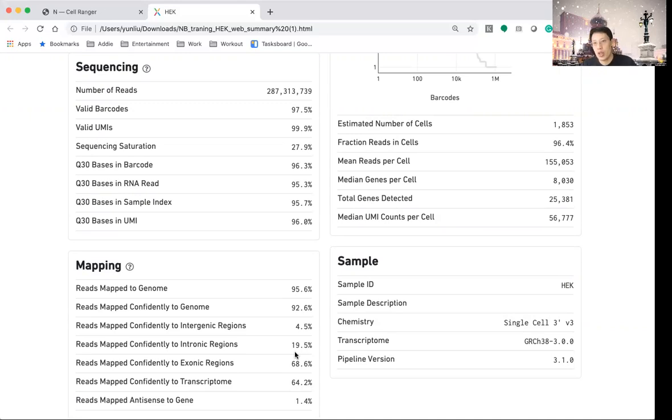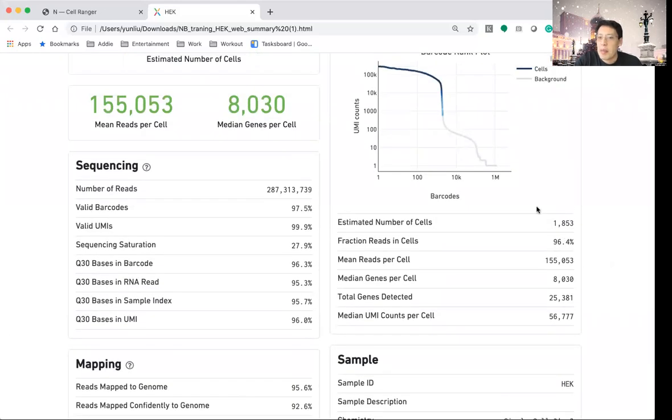Normally we will see about 20% of reads going to intronic regions. However, for nuclei sequencing, this number will go up a little bit, to somewhere around 35 to 40% of reads going to the intronic regions. Estimated number of cells is 1,800, and the fraction of reads in cells is 96%. So we identified over 1,800 cells, and 96% of the reads are detected in the cells we identified.